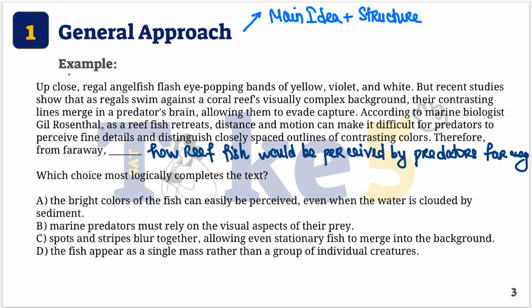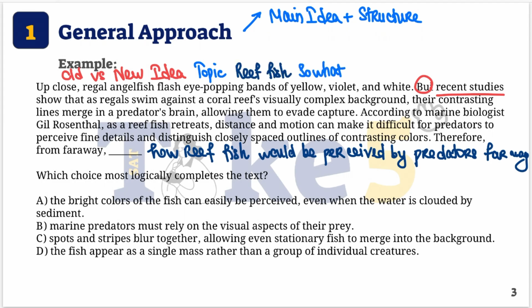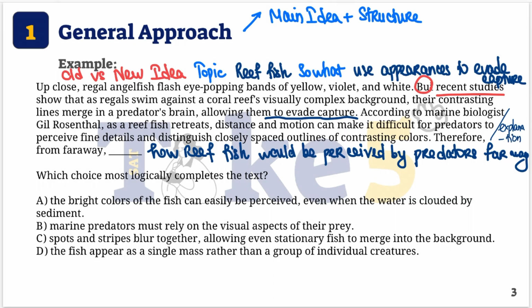We see a structure of old idea and new idea here because of the contrast conjunction but and indicators of new ideas like recent studies. Jot down the main idea as you read through the passage. The topic is reef fish. So what that talks about is the ability to use their appearance to evade capture. The last two sentences serve as the explanation for the observation or findings presented in the second sentence. That's the structure of the passage.